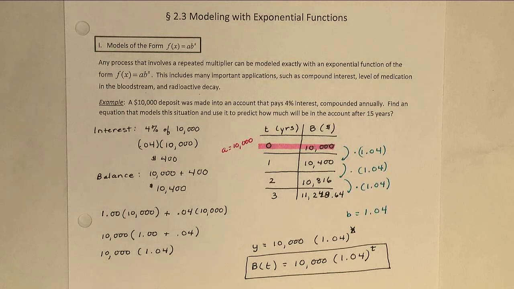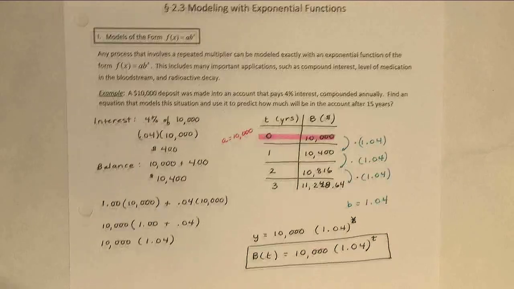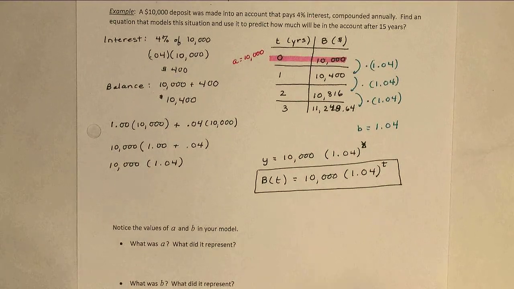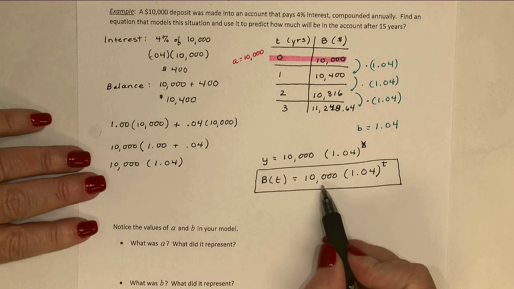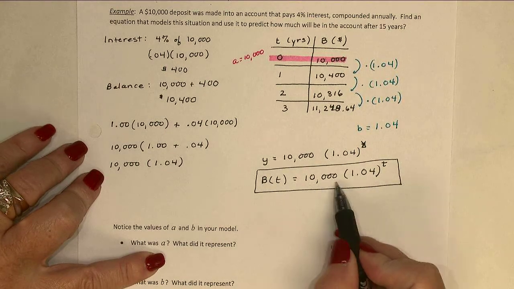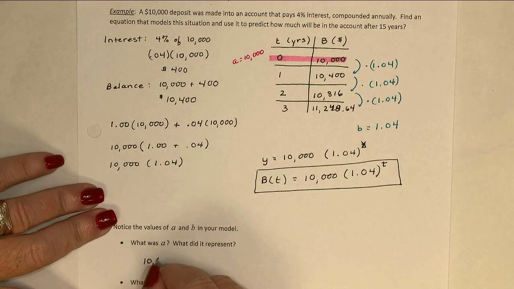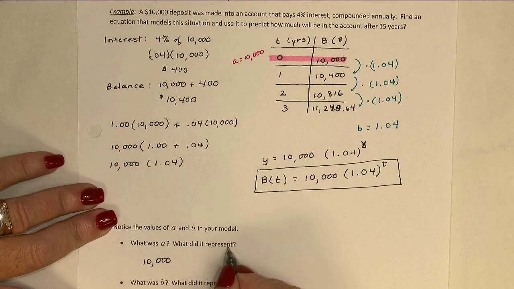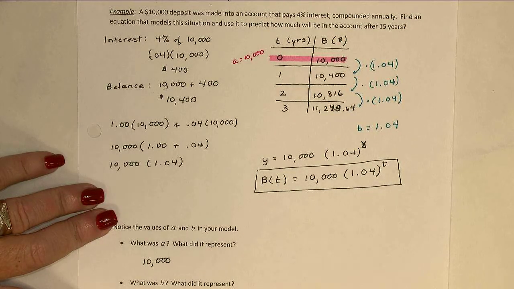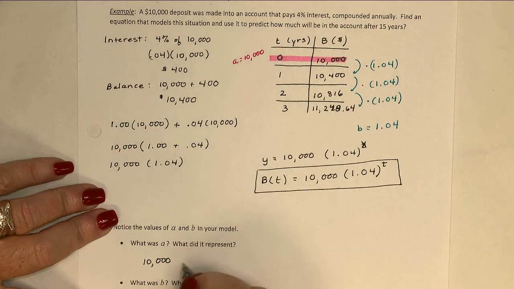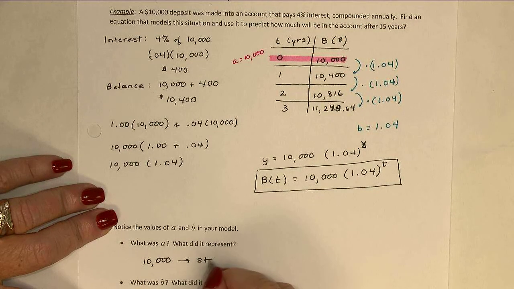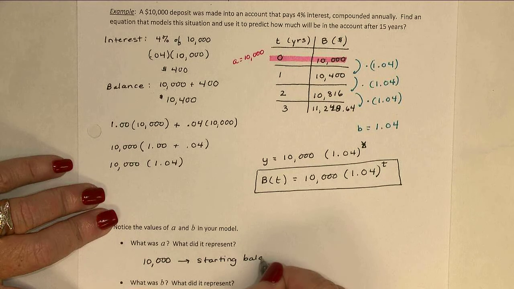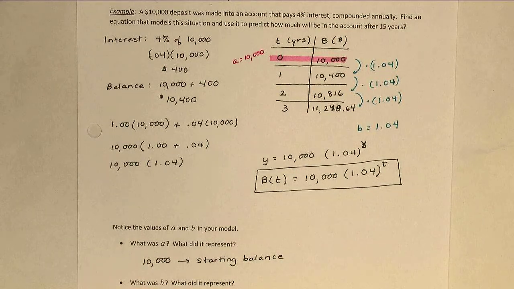All right, so let's just recap a little bit. In our model, the a value was that 10,000. And it actually represented the starting balance in the account, right? What happened at time 0. We're going to see that that's very common in our exponential models. The a is the starting value of whatever it is we're calculating. It's what happens at the beginning when the input variable is 0.